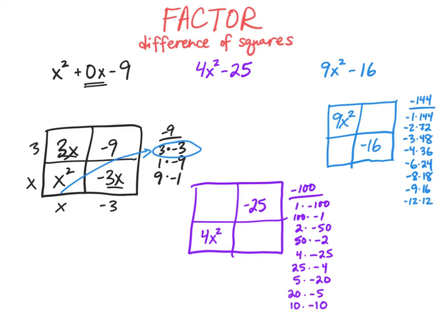Let's go ahead and take a look at the purple one. Hopefully you already did. 4x squared times negative 25 is negative 100 x squared. There's a bunch of factors of negative 100.